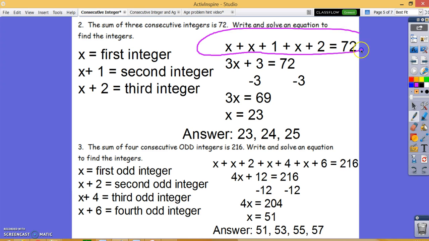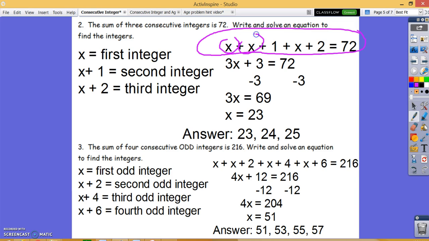Now, on a test or entrance slip, the equation is an important part of me assessing you. So basically, you need the equation correct and the correct answer in order to earn a 3. If you just have the answer, you can't get more than a 2 because I need you to write an equation, show me that you know how to solve it, and then get the answer through that. So let's go ahead and move on from here.